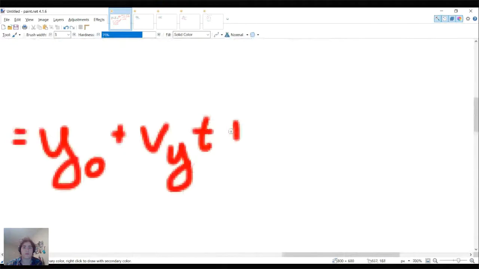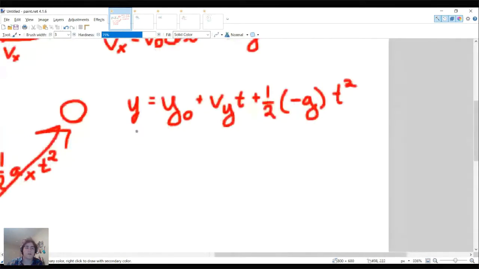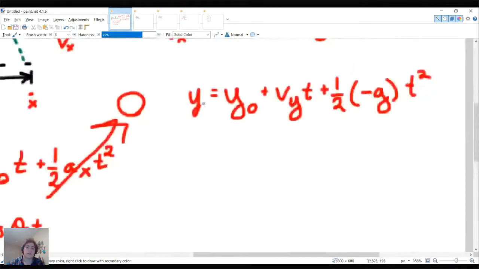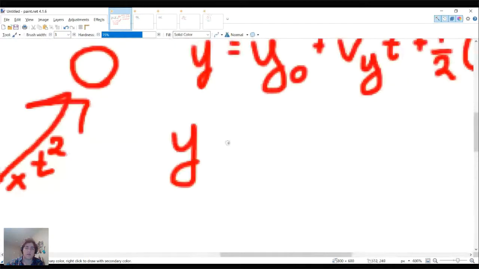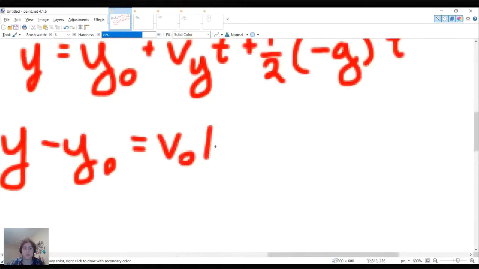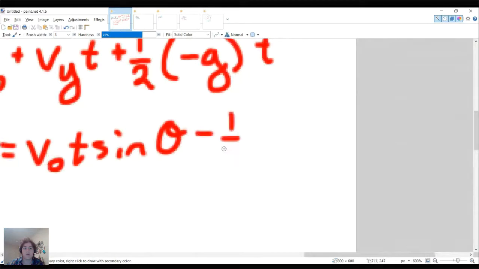I'll write this out actually. Plus 1/2, and the acceleration is negative g. It's just a fact to know. t squared. And there's another point to make. If we subtract this over on this side, y minus y0, the same procedure as last time. And then here we can replace vy with v0 sine theta. So we'll put v0 t sine theta minus 1/2 gt squared, just distributing that negative sign.